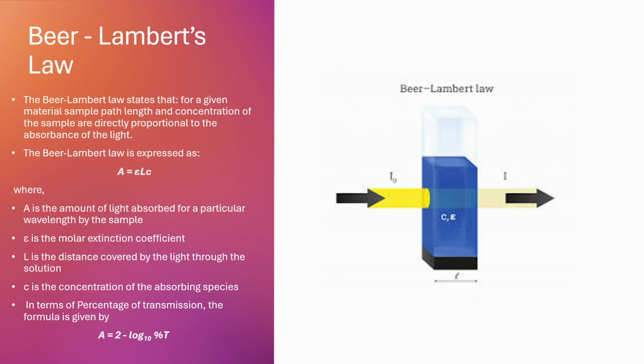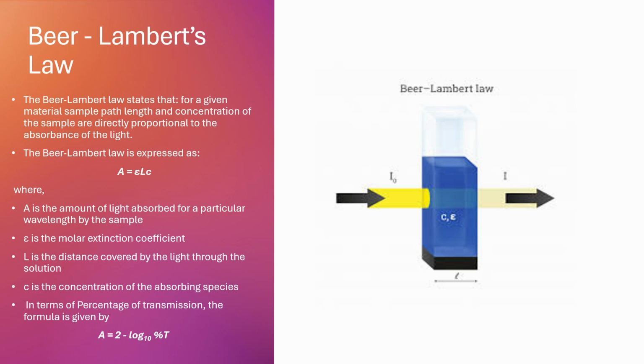Epsilon is the molar extinction coefficient or the molar absorptivity. Now, this is a constant that indicates the absorbance of light per unit concentration and path length for a particular substance at a specific wavelength. This value is inherent to each substance and crucial for calculating concentrations in unknown samples. Next, we have L, which is the distance covered by the light through the solution, or the path length. And lastly, we have C, which is the concentration of the absorbing species.